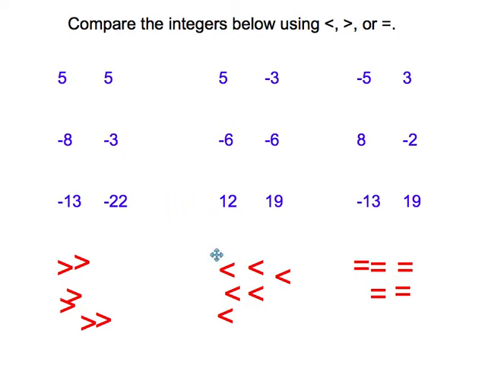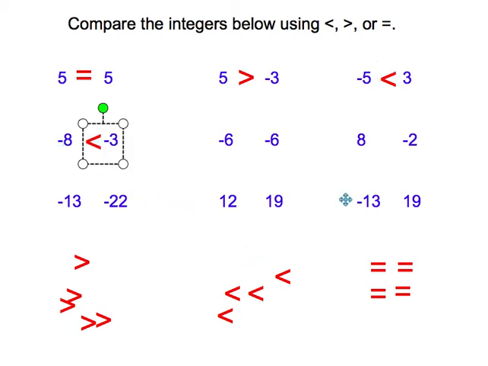Okay, I'll give you the answers right now. So 5 and 5, those are equal. 5 and negative 3, 5 is bigger than negative 3. Again, refer to your number line. Negative 5 and positive 3. Negative 5 is smaller than positive 3. Negative 8 and negative 3. Again, smaller. Negative 6 is equal to negative 6. 8 and negative 2. So 8 is actually a lot bigger.